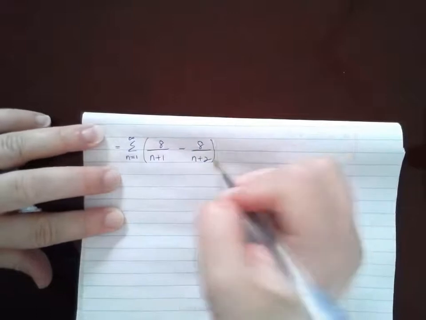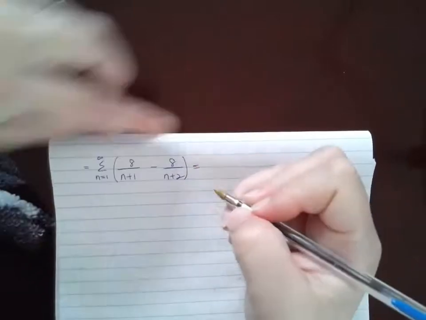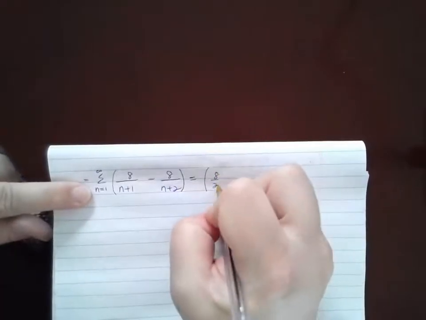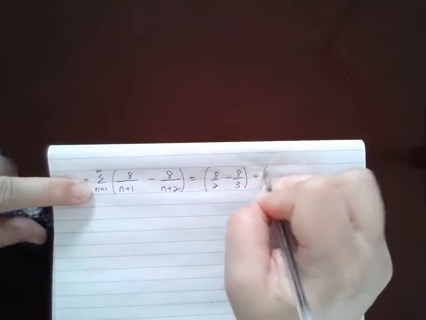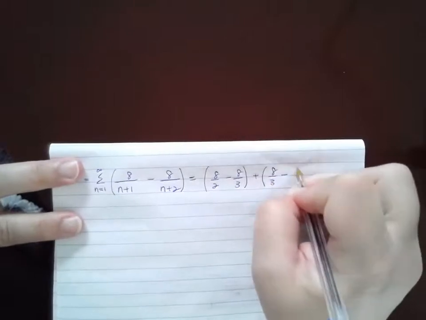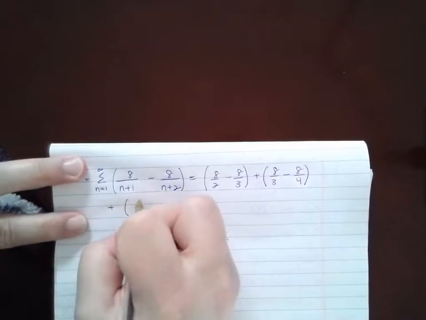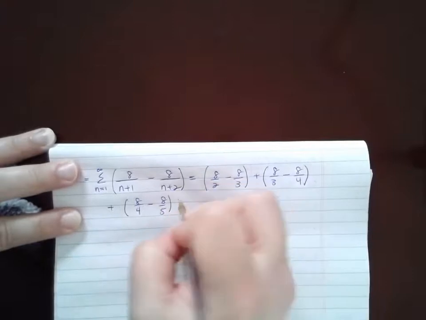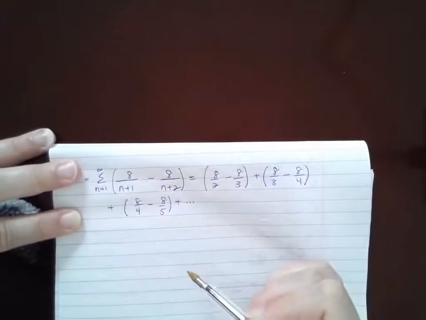And I'm going to look at what this looks like when I start to expand it. If I plug in a 1, I get 8 over 2 minus 8 over 3. If I plug in a 2, I get 8 over 3 minus 8 over 4. If I plug in a 3, I get 8 over 4 minus 8 over 5. And it doesn't take me long before I can start to see quite a bit of a pattern.